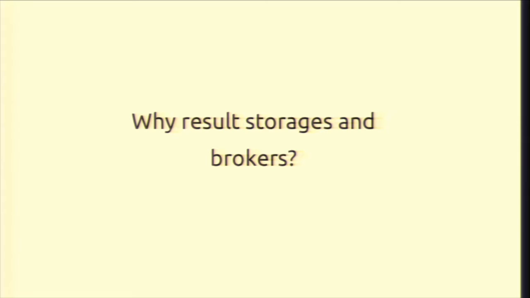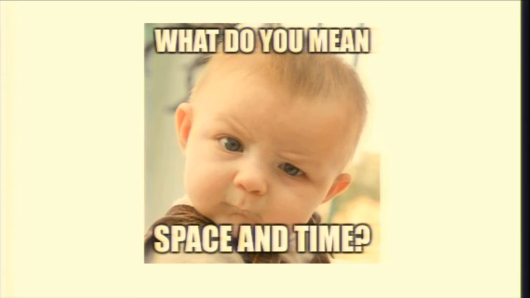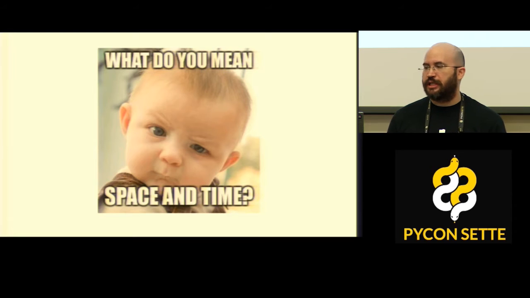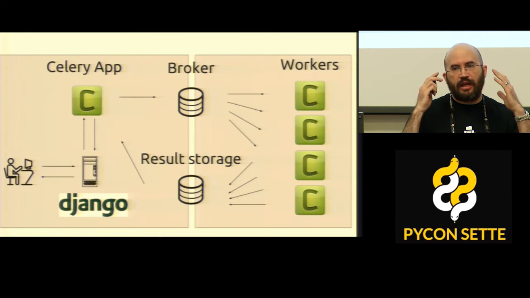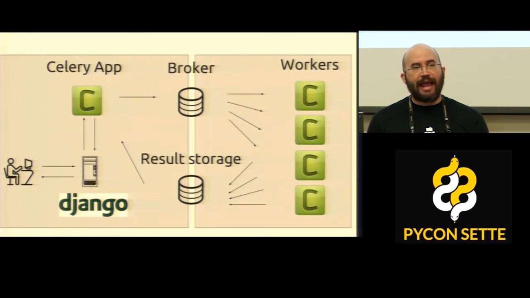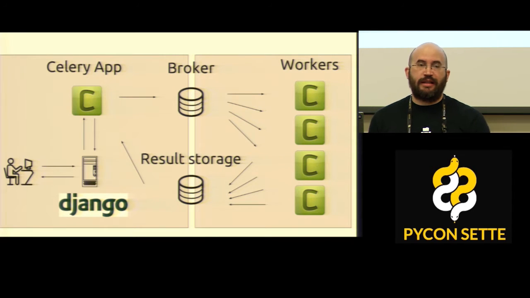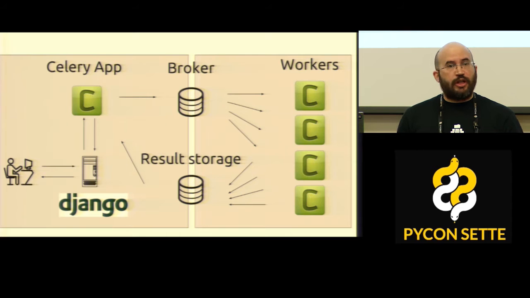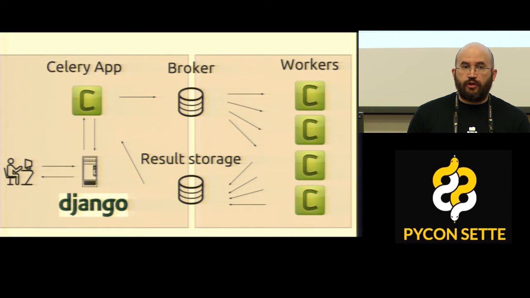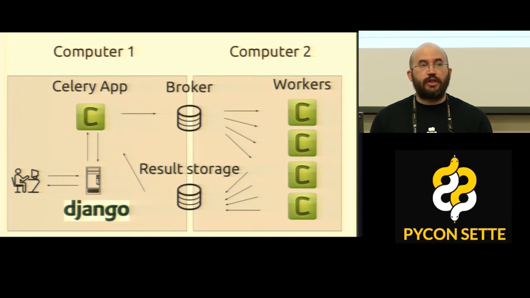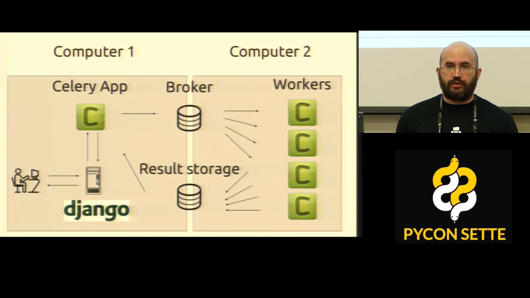So why separate things? Because your app is now separated from the workers by space and time. Why space and time? Now you have to start thinking asynchronously. Now you don't have one app, you actually have two apps. You have the real-time app that's interactive, and you have a new backend where things are going to happen. You don't know where, you don't know when, and you don't know how. It might actually be running in two different computers if you're using a cluster environment.